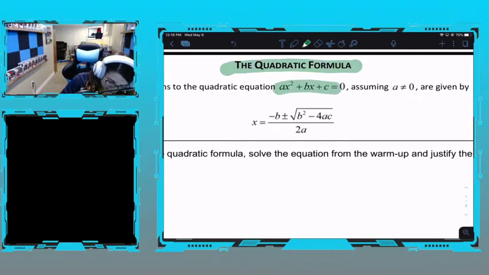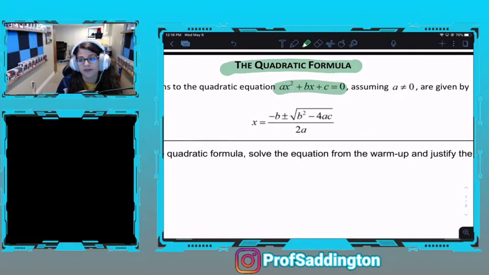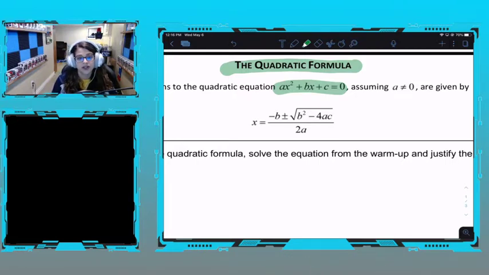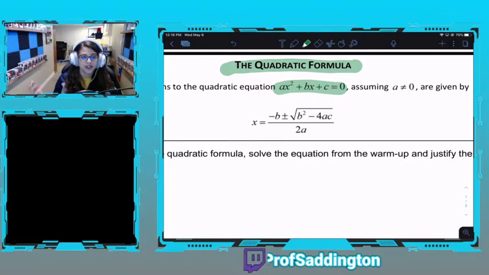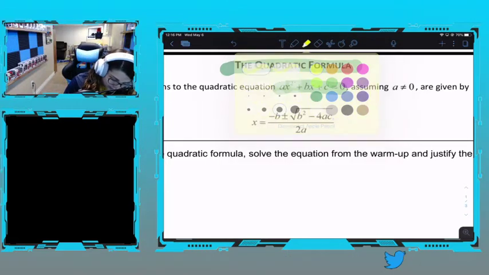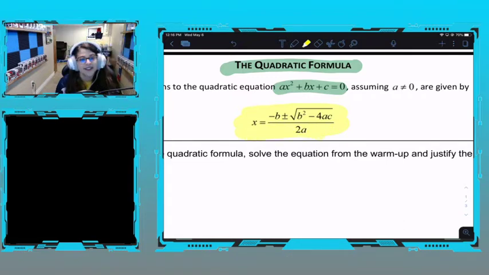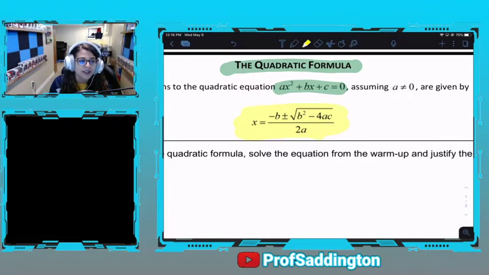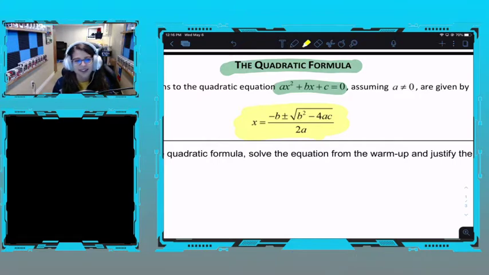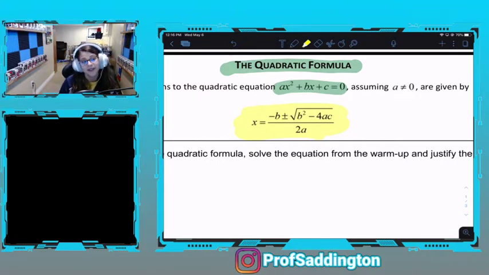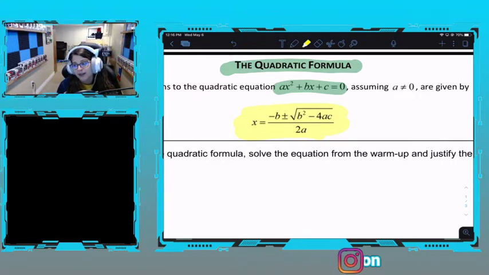So you got to make sure that it's written in standard form and that it's set equal to 0. So whatever polynomial you're given, or quadratic I should say, needs to be set equal to 0. And then we have our formula right here. So x equals negative b plus or minus the square root of b squared minus 4ac all over 2a.